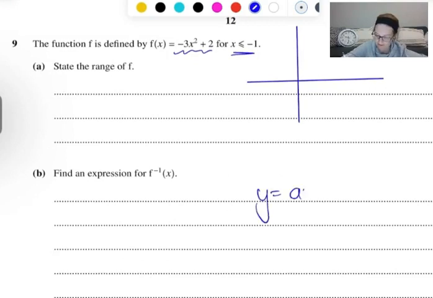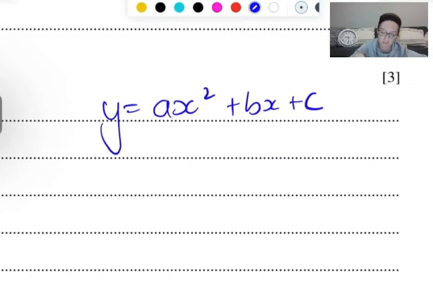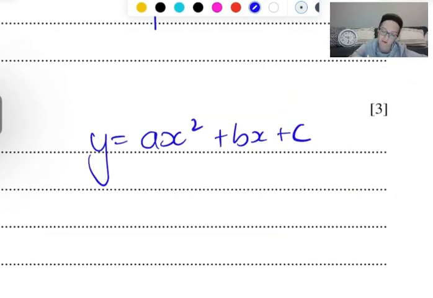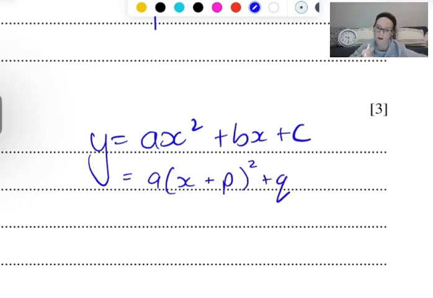Okay, if you have something like this, ax squared plus bx plus c, in this format you've got 2 x's, and so when you swap it out, you're going to have 2 y's and 1 x. Then it's difficult to make y the subject of the formula. So generally, we always change it to completed square format, so we have 1 x and 1 y, so you can swap them when you've got the inverse.